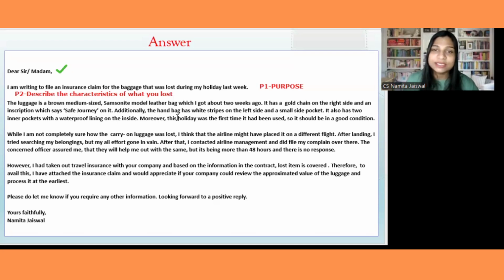on it. Additionally, the hand baggage has white stripes on the left side and a small side pocket. It also has two inner pockets with a waterproof lining on the inside. Moreover, this holiday was the first time it had been used, so it should be in good condition." So this is what I have lost, whatever I can see, how people will be recognizing my luggage. So that's what I have written down here.